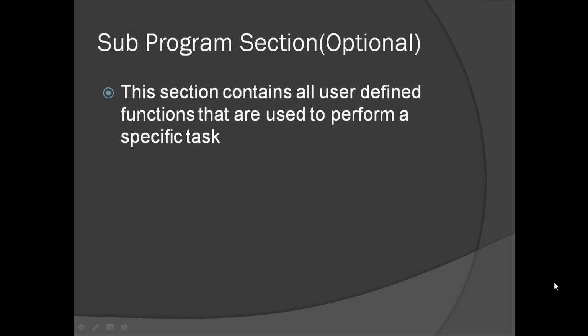The next section of the structure of the C programming language is the subprogram section, which is optional in the structure of a C program. Previously, in the global declaration section, we can have user defined function declarations, but in the subprogram section we can have user defined function definitions. There is a concept of function declaration and function definitions which we will discuss in the functions topic. As of now, the subprogram section contains function definitions. That is the point you should remember.